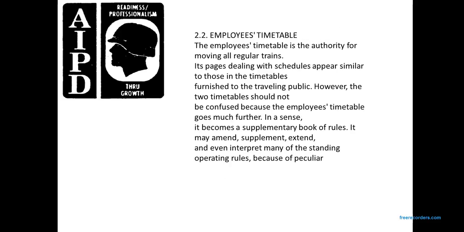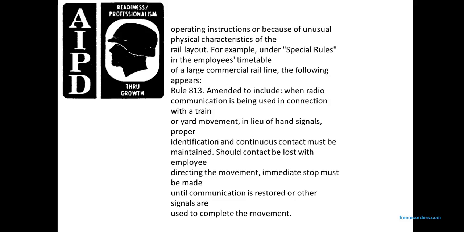2.2. The employee's timetable. The employee timetable is the authority for moving all the regular trains, and the pages dealing with the schedule appear similar to those in timetables furnished to the traveling public. However, the two timetables should not be confused, because the employee's timetable goes much further in the sense of becoming a supplementary book of rules. It may supplement, extend or interpret many operating rules because of peculiar operating instructions and the unusual physical characteristics of the rail layout.